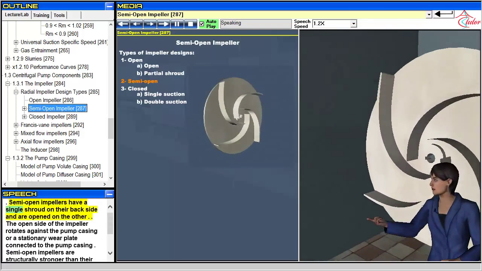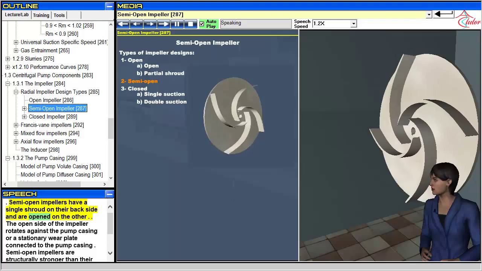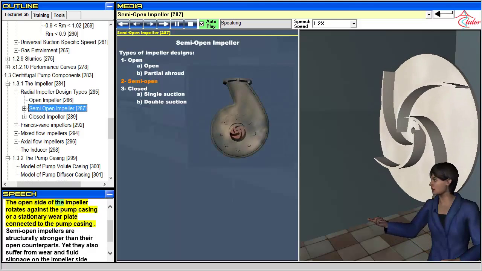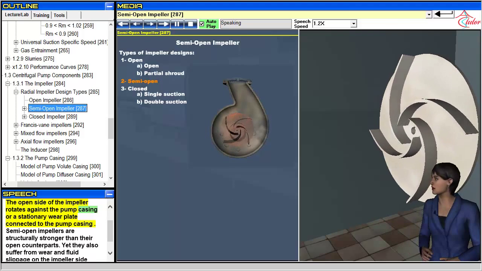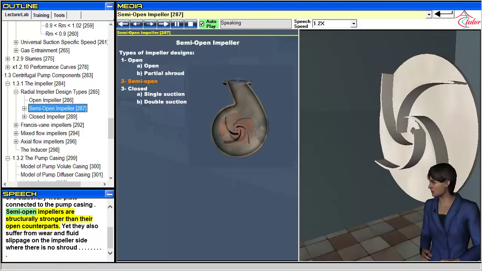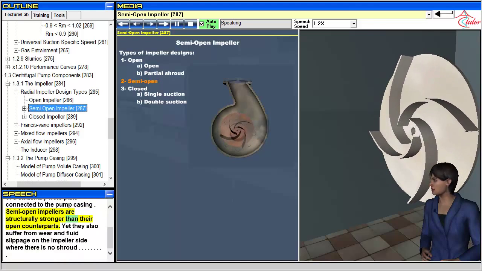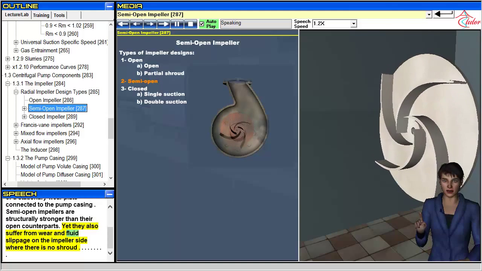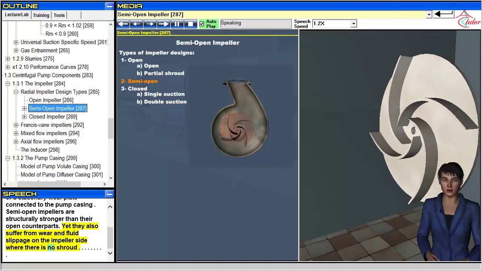Semi-open impellers have a single shroud on their backside and are opened on the other. The open side of the impeller rotates against the pump casing or a stationary wear plate connected to the pump casing. Semi-open impellers are structurally stronger than their open counterparts. Yet they also suffer from wear and fluid slippage on the impeller side where there is no shroud.